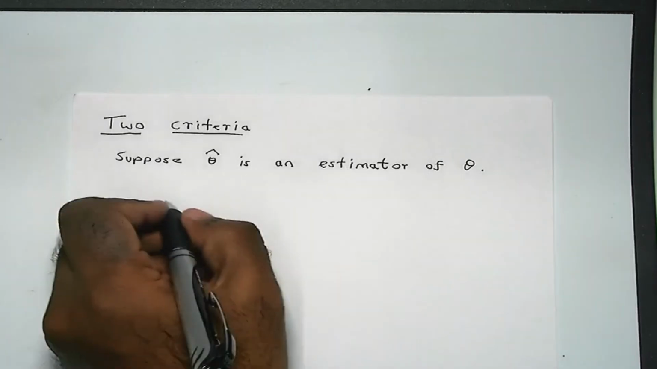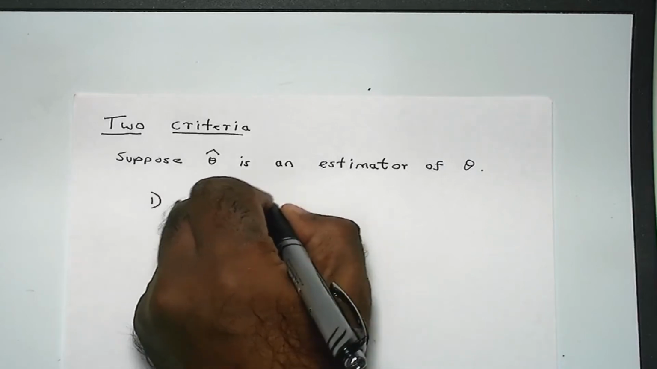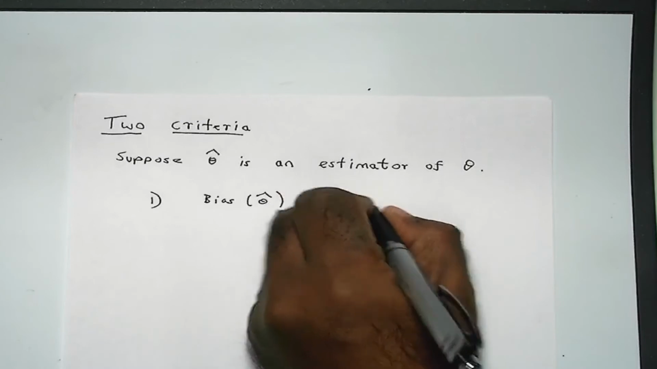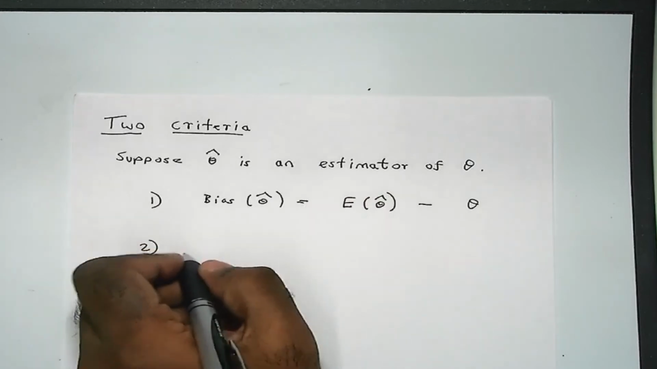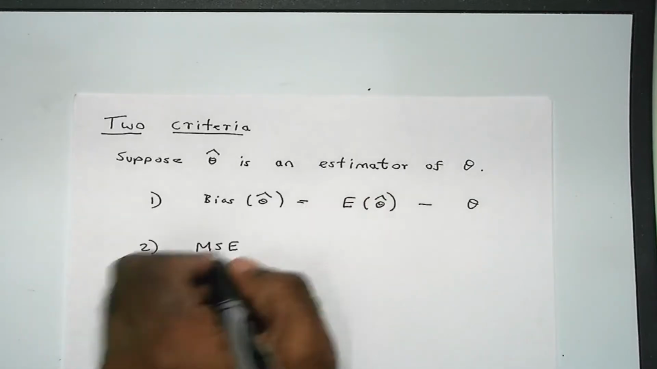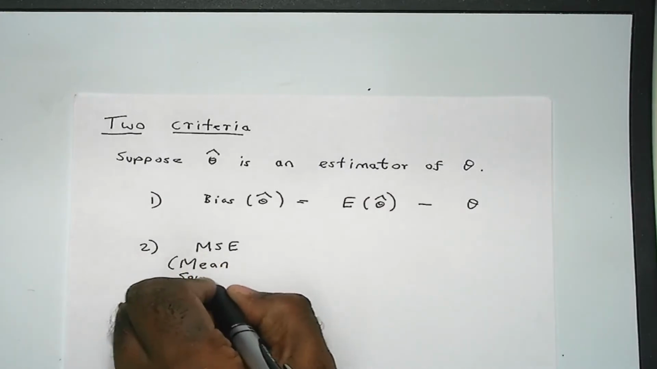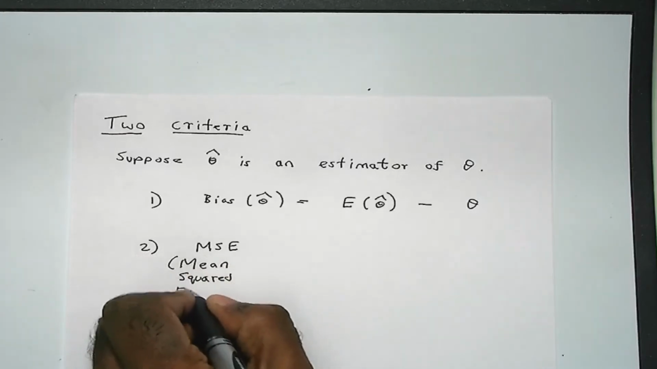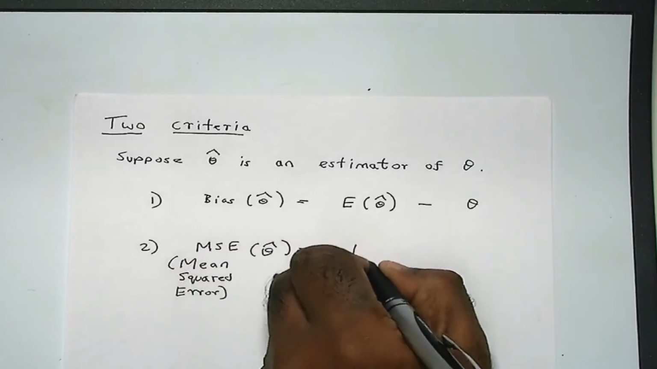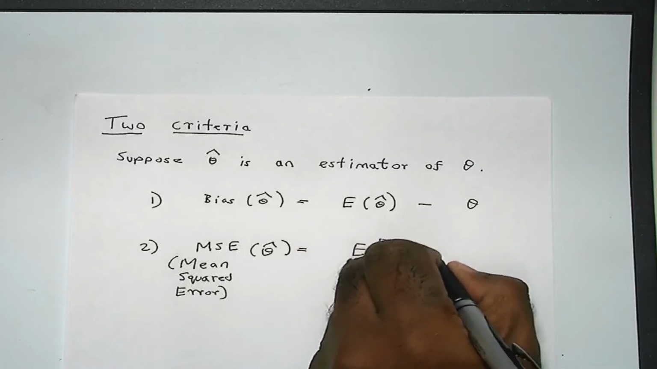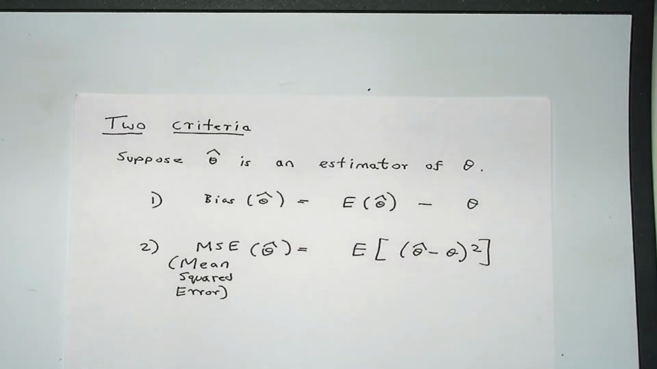Now the two criteria, number one is known as the bias. The bias of theta hat is defined as the expectation of theta hat minus theta. The second criterion is known as MSE. It stands for mean squared error. MSE of theta hat is defined as the expectation of (theta hat minus theta) squared. So these are the two criteria.